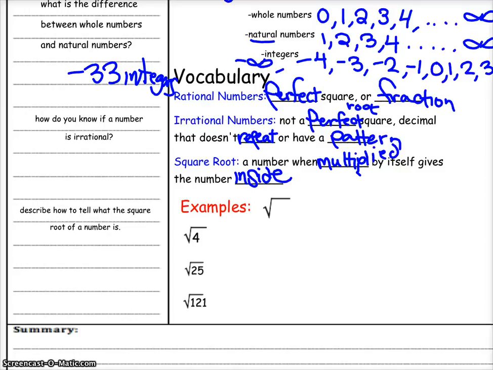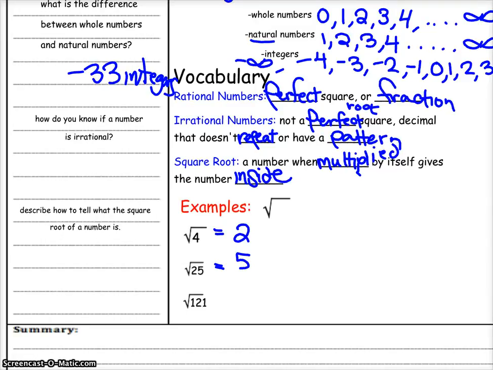So, the square root of 4. What number times itself gives you 4? 2. The square root of 4 is 2. This is a rational number because it's a perfect square. The square root of 25. Rational. What number times itself gives you 25? Tatiana? 5.